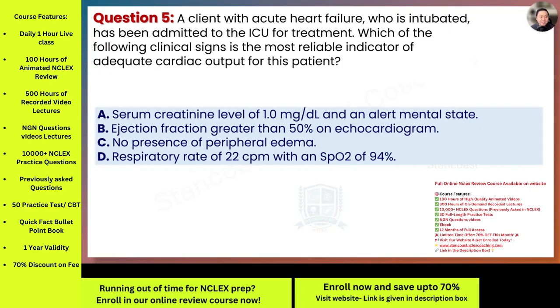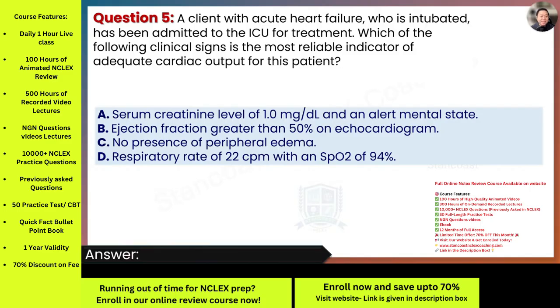C, no presence of peripheral edema. D, respiratory rate of 22 cycles per minute with an oxygen saturation of 94%. The answer here is letter A.